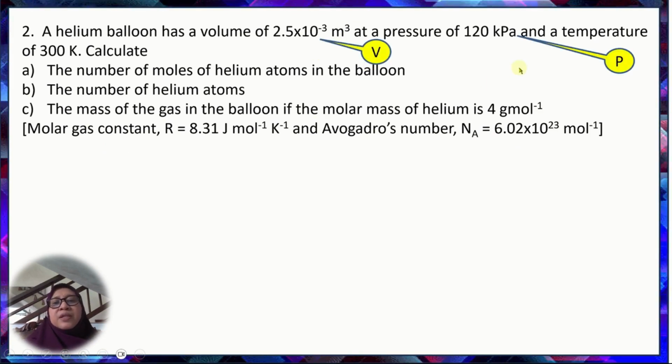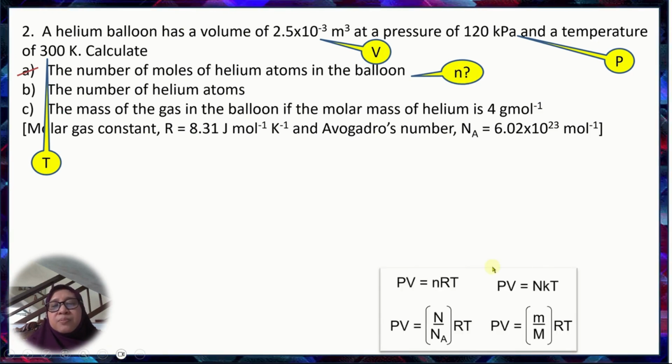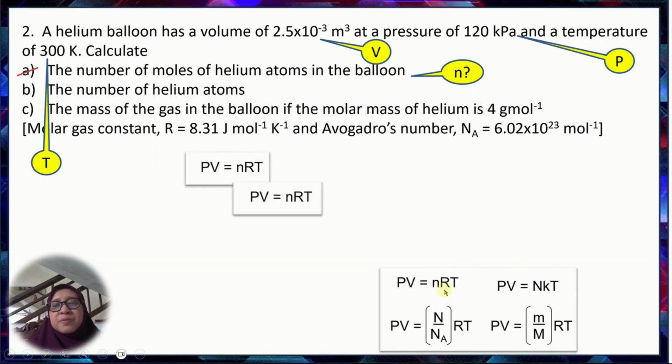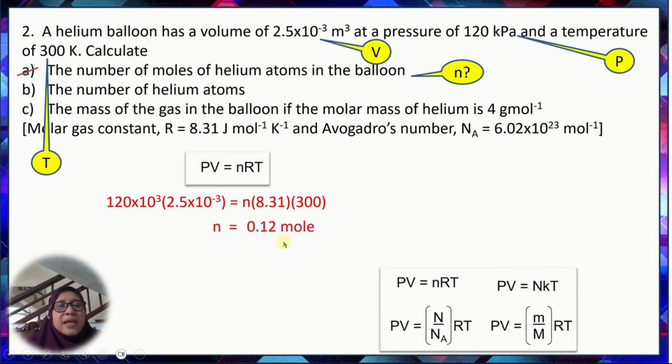Volume is given, pressure is given, and temperature is given. The number of moles is n, small letter. From this equation, you are given P, V, T and then n, so we choose the PV equals nRT equation. We substitute the pressure and the volume, and we are going to find n. R is 8.31 and the temperature is 300 Kelvin. So we get n equals 0.12 mole. This is the answer for question A.